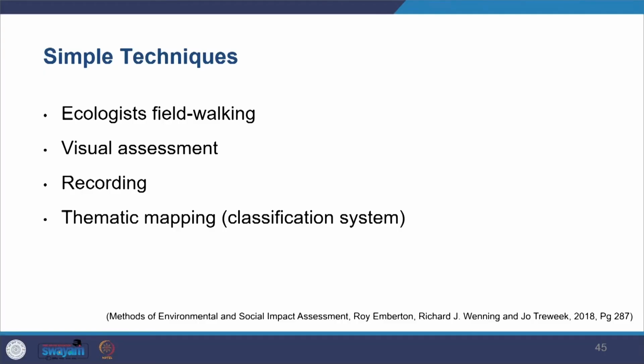For the initial stage, you can use very simple techniques such as ecologist field walking. So you can simply walk in the study area. You can also take visual assessments of the development site. You can do photography, and make field notes. And then you can also do recording and mapping of the area, and mapping can be thematic mapping, and you can look at what kind of habitats and vegetation types are there. For this purpose, you might use a relevant classification system also.